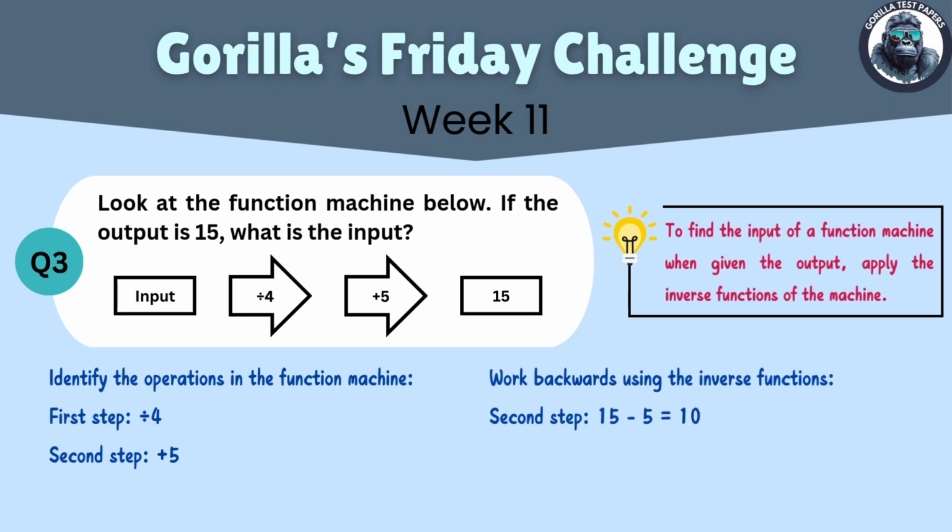And now that we have 10, we have to reverse the first operation, which was dividing by 4. So now we need to multiply by 4. So we do 10 multiplied by 4, which gives us 40. So therefore, the input of this function machine is 40. This is the answer for this question.